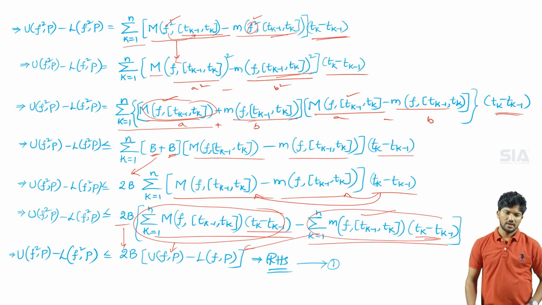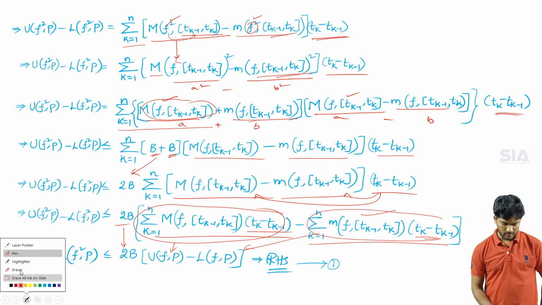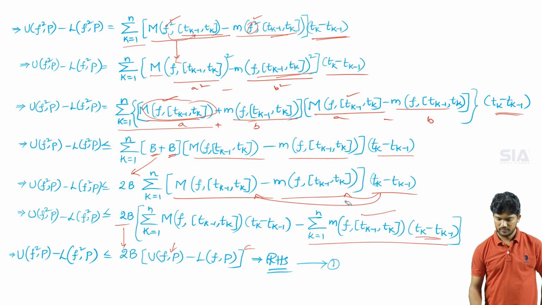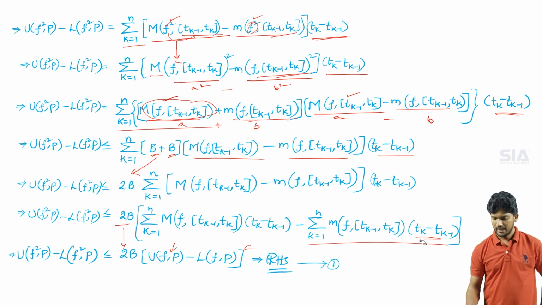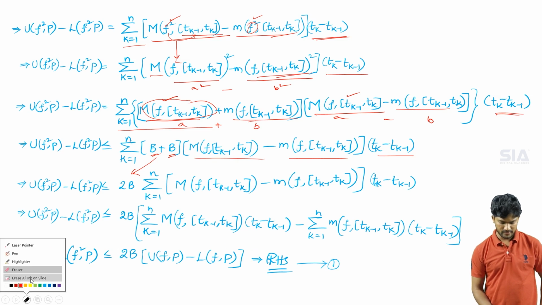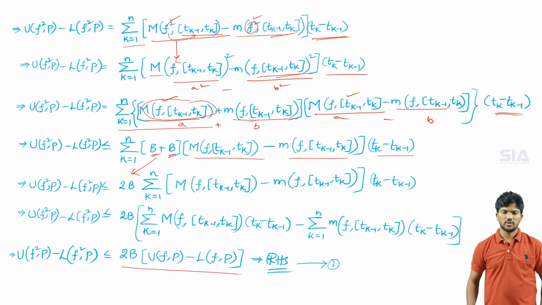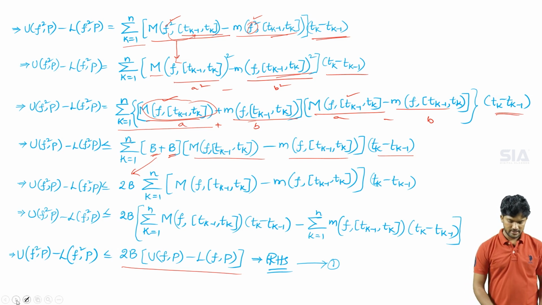Okay, so therefore that is manaku RHS value of the given first condition. We have considered that LHS value. From that LHS value, we have proved that the RHS value is less than or equal to 2 into b, U of f comma p minus L of f comma p. That is RHS value. That is taken as equation number 1.